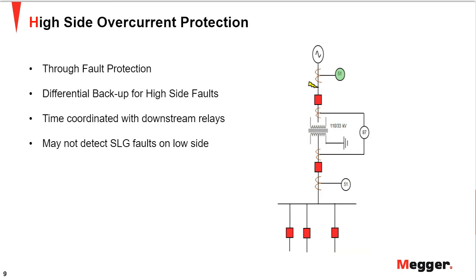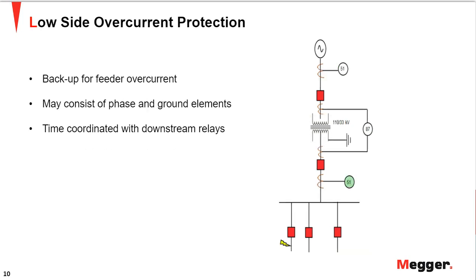And the high side overcurrent protection may not really detect your single line to ground faults on the low side. So next is the low side overcurrent protection. Just like that, you would have a 51 relay on the secondary of your transformer, which would act as a main for any downstream devices. So if you have a fault on any of your feeders, your main relay would act as a backup in case these relays fail to operate, right?